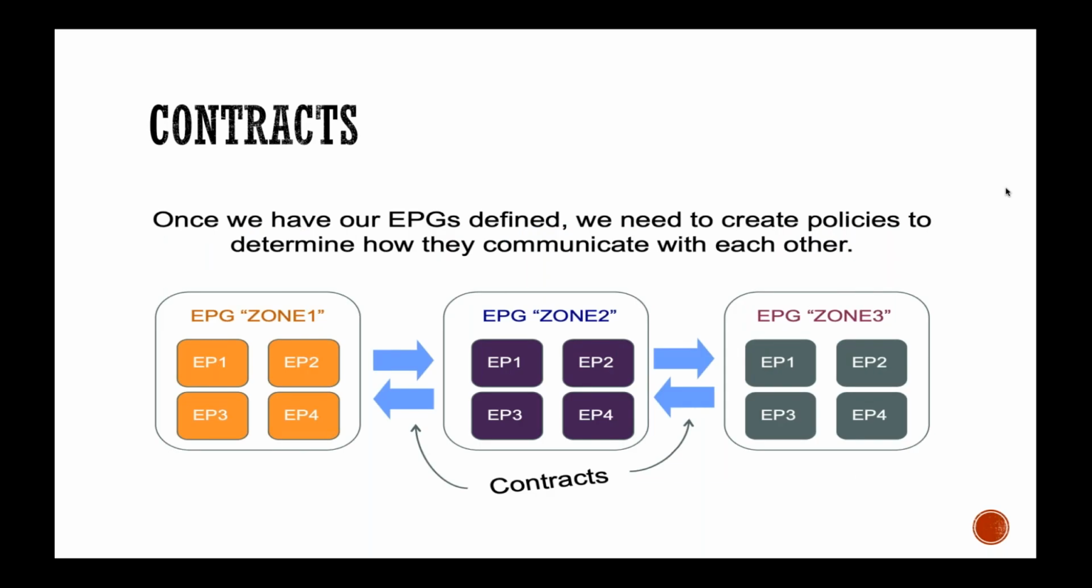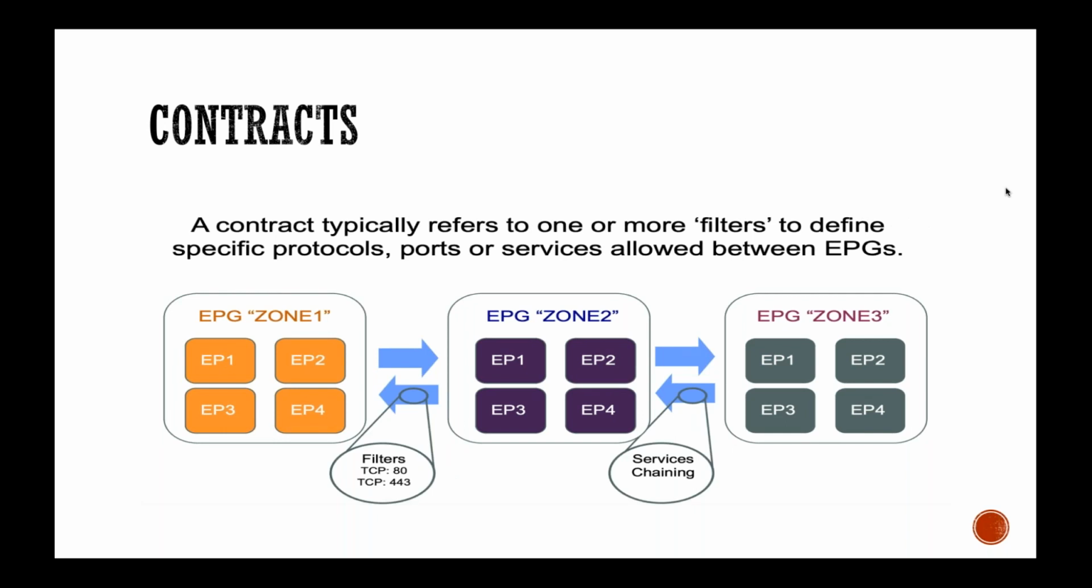Now, how does the contract play a role? A contract is basically a provider-consumer communication between the EPGs. You have your contract between your EPGs defining whether they can talk, who can talk, and using what. What can I define in my contract? They can talk using TCP port 80. They can talk on TCP port 443. They can use service chaining. We have a number of things to define.